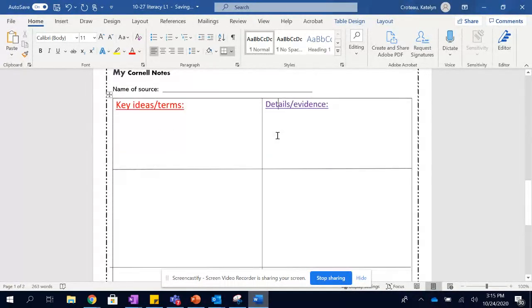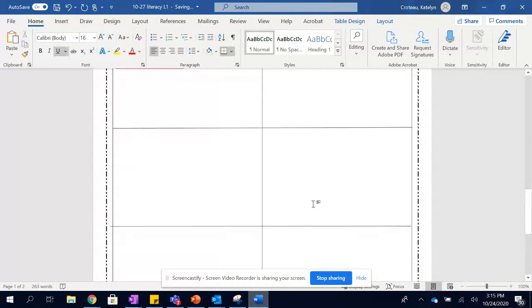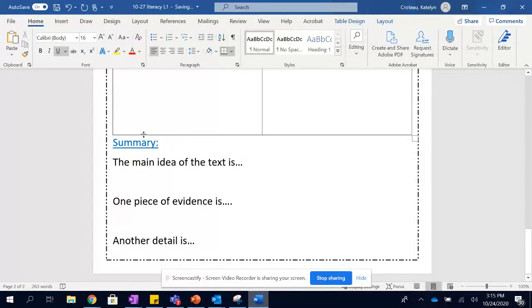Once you've got all your details and evidence, you go down here and do your summary, which starts with: the main idea of the text is. So what's the text mostly about? Big idea, overall, okay? How do you know that? One piece of evidence is. Okay, another detail is. So give those examples of how you figured out the main idea. What supports whatever you said the main idea is? How do you know that, right? Okie doke, good luck.